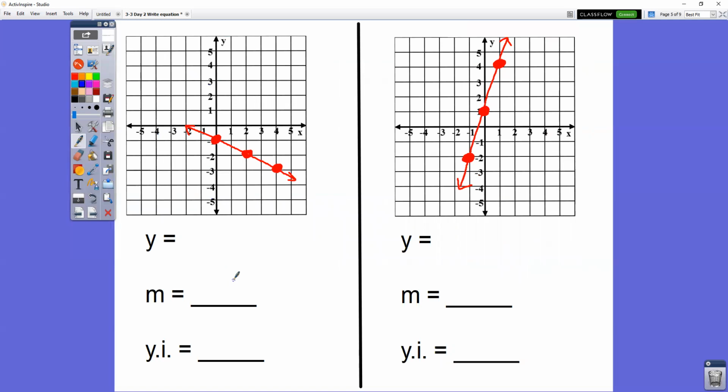All right, I want you to try these two on your own, please. Think of what the equations would be once you find the slope and the y-intercept. Try these two, please. I'm going to give you about 1 minute.